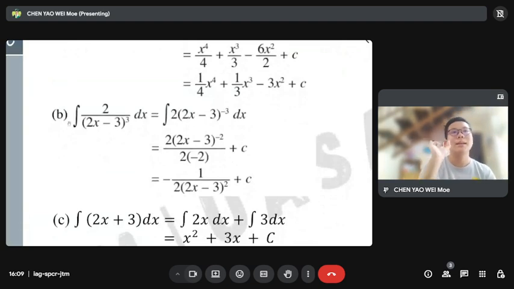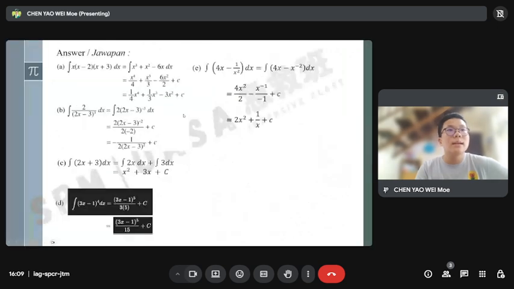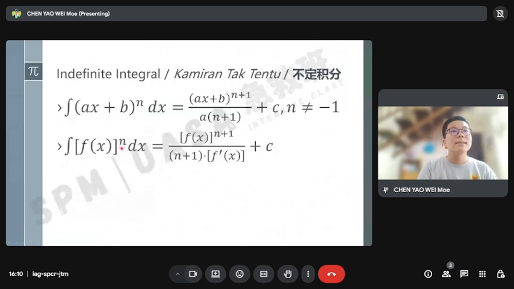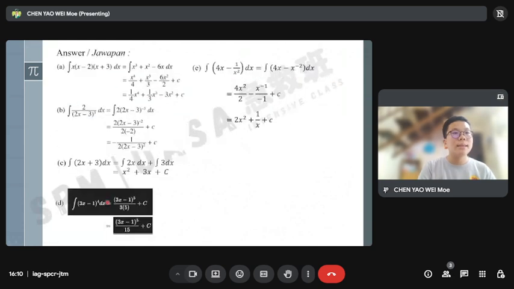How do you do it? In indices we know that when we move this one up, the 3 becomes -3. And later on you do the same job as before. Just now I mentioned the rule for this one. This is the rule. By substituting this rule into the question, you will get this answer like this.